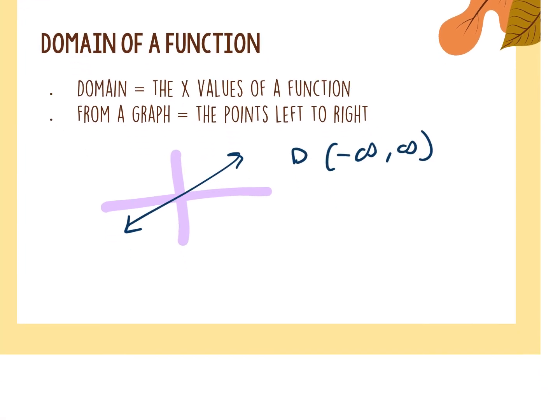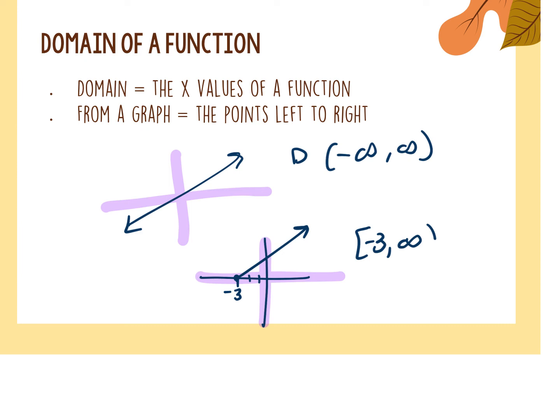But if I had a line that started with a solid dot, like I'm not getting an arrow on that side, and then it points to the right, let's say that this is, I should have put tick marks on this, but let's say that this is 1, 2, 3. Let's say that x value is -3, then this domain is -3 to positive infinity. The solid dot gets a bracket because that solid dot is part of my graph. And the arrow says go on to infinity in this direction.